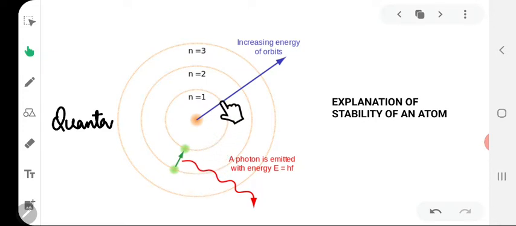Suppose the electron is moving from the first orbit to the second orbit, so obviously it requires some extra energy. So that much energy has to be gained by the electron. Similarly, when the electron is moving from a higher energy level to a lower energy level, it will lose energy, and that much energy will be lost in the form of radiation, and that radiation is in the form of a photon.